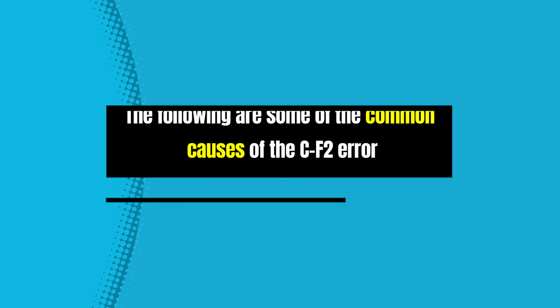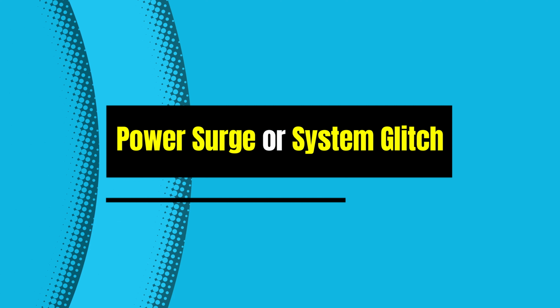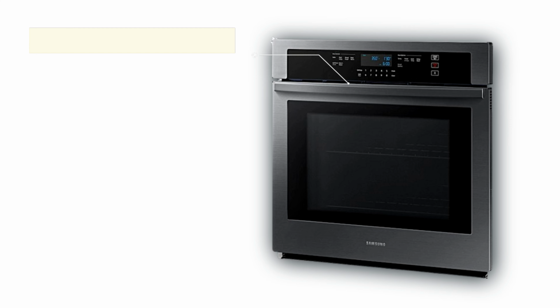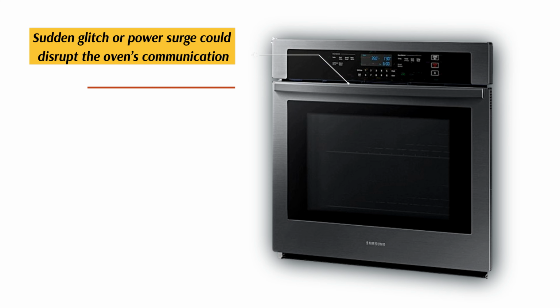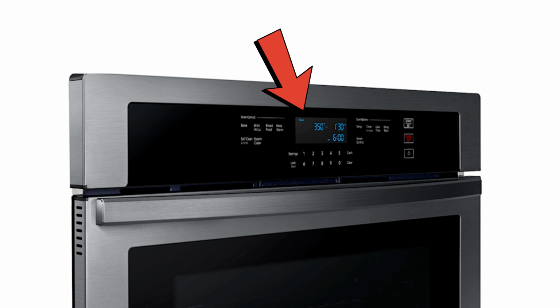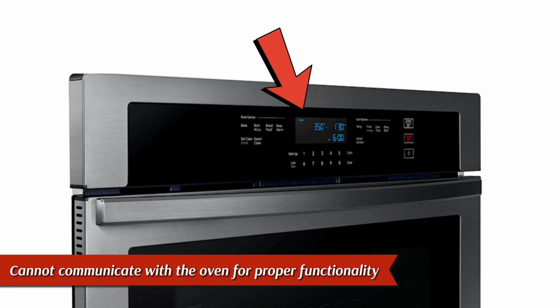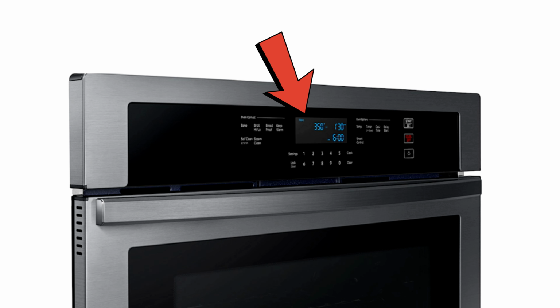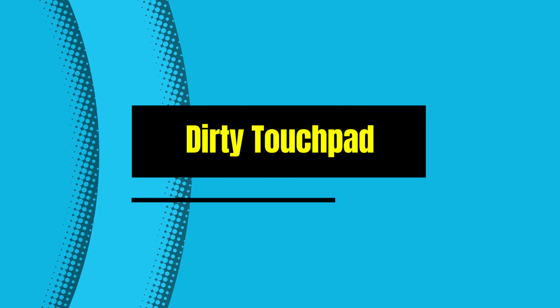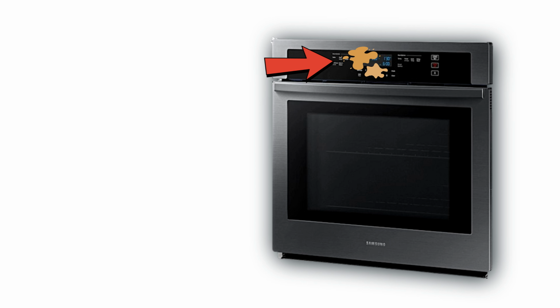The following are some of the common causes of the C-F2 error: power surge or system glitch. A sudden glitch or power surge could disrupt the oven's communication, leading to the C-F2 error code. Defective control board. When the control board is faulty, it cannot communicate with the oven for proper functionality. That causes the C-F2 error. Dirty touchpad. Dirt on the touchpad interferes with its ability to register touch.